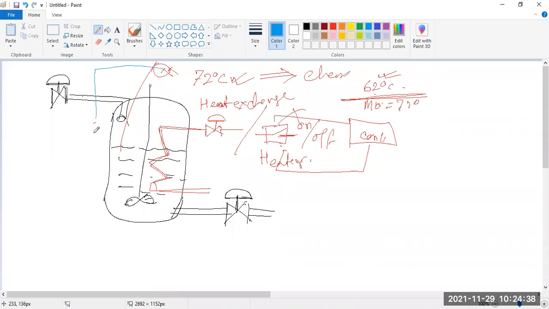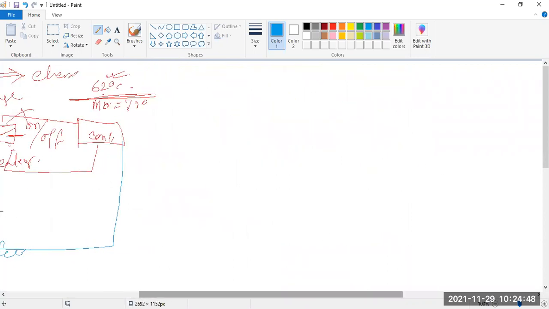It will give this feedback over here. So this is called feedback control. If I draw this control system diagram over there, you can understand this process. Then I just represent it in a block diagram.